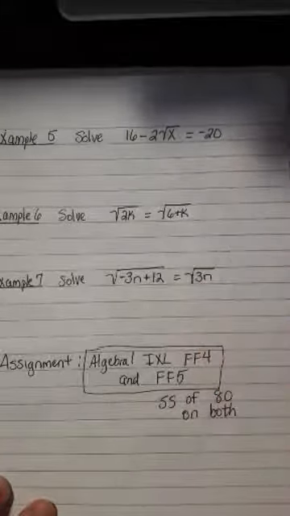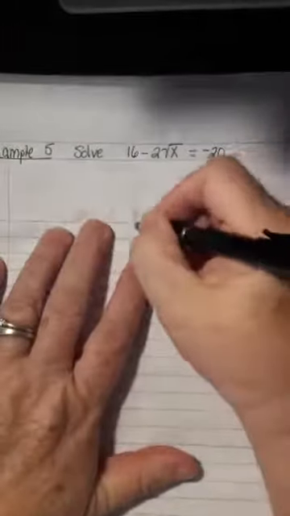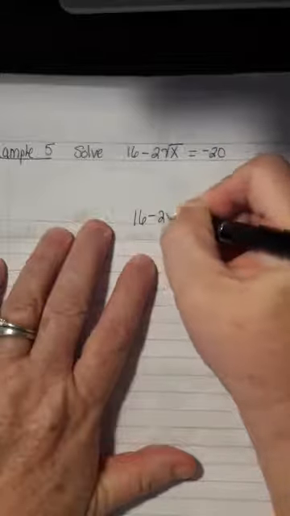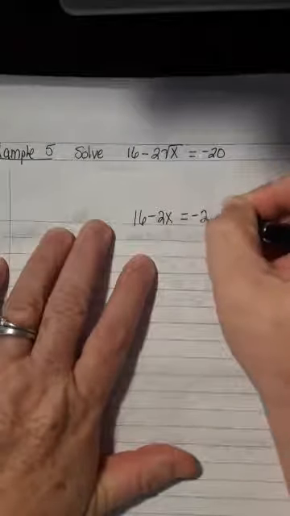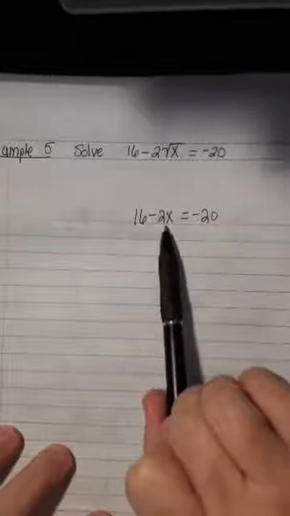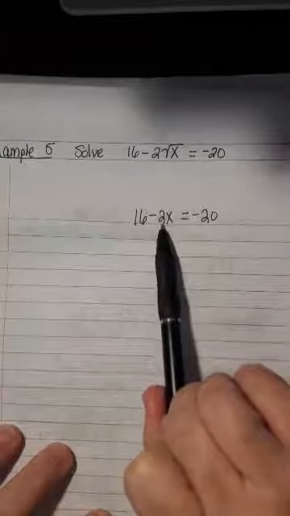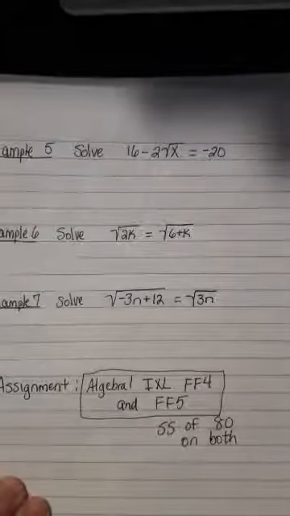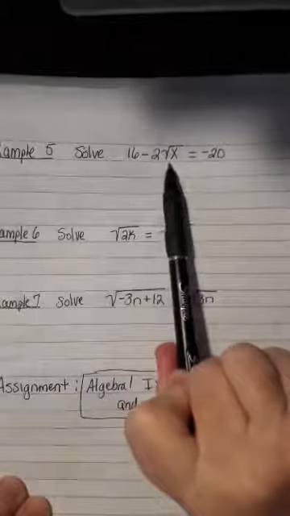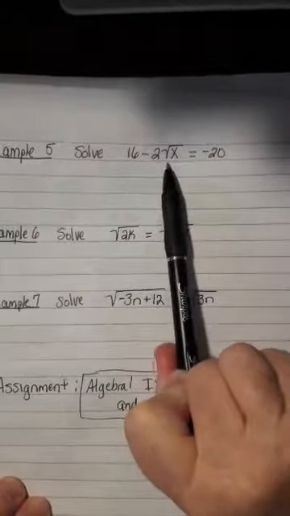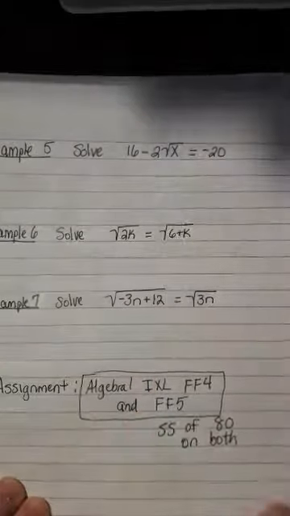You want to think of that just like you would if there were no square root. 16 minus 2x equals negative 20. That's how you think of that equation. That means you've got to get rid of the 16 by subtracting it, but then we're going to have to divide by the negative 2 because that negative 2 is attached to the x by multiplication. So that's the same way that you think of this equation. That minus 2 in front of the square root is attached through multiplication. So we're going to have to divide by that negative 2.